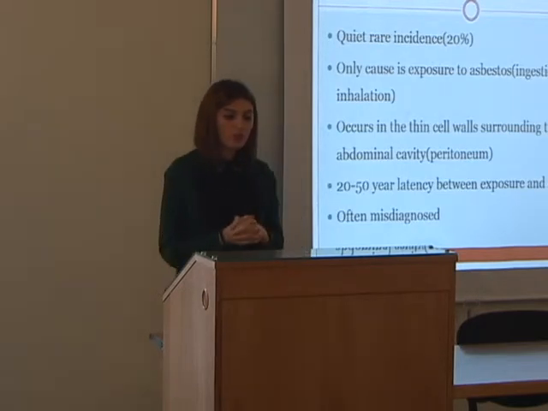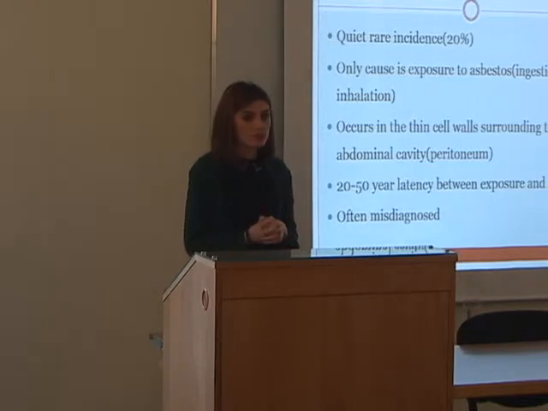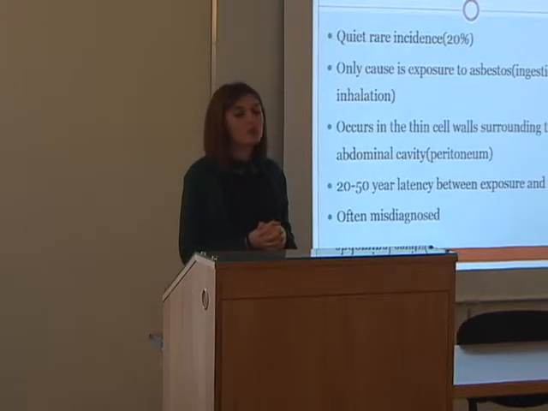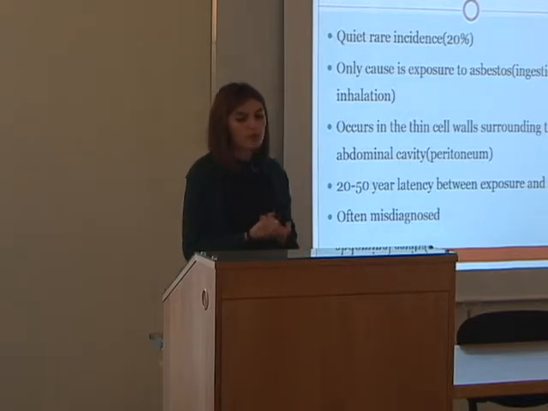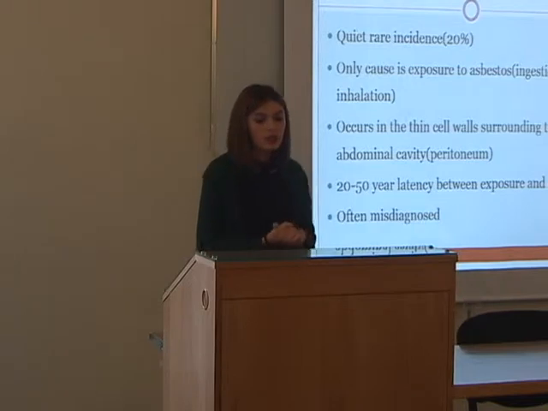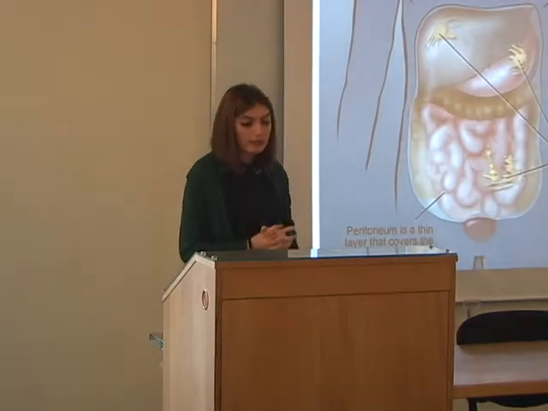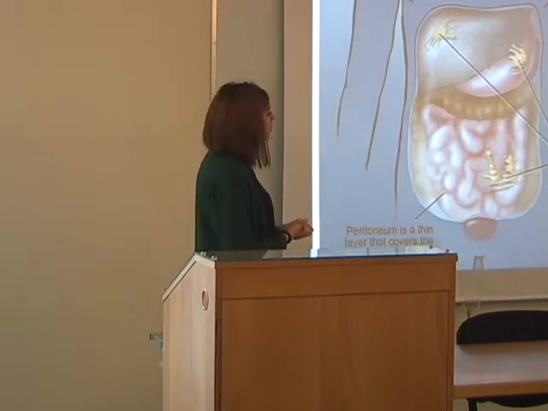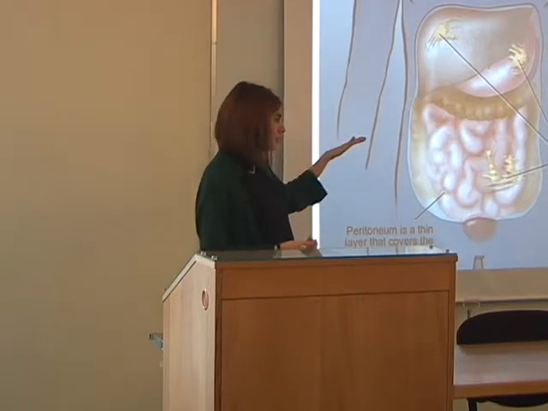The second type of mesothelioma is peritoneal mesothelioma. It has a quite rare incidence. About 20% of mesothelioma cases are peritoneal, and it is clearly identified that the only cause of peritoneal mesothelioma is exposure to asbestos, whether by ingestion or by inhalation. It occurs in the cell wall surrounding the abdominal cavity, and about 20 to 50 years are needed to detect these plaques or calcifications in the abdomen.